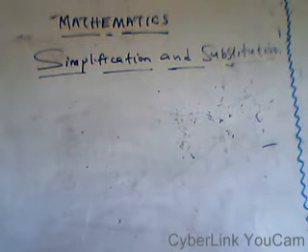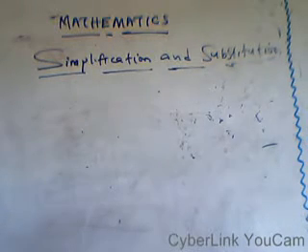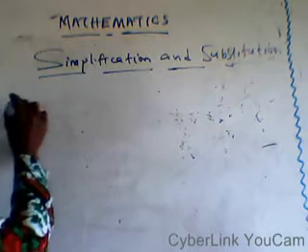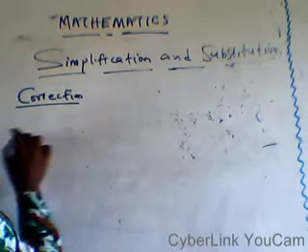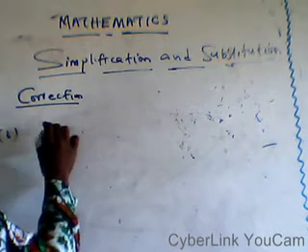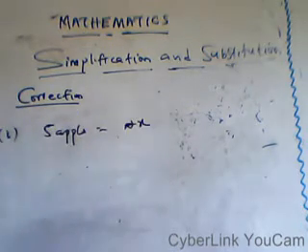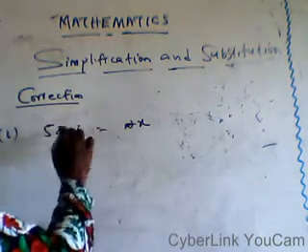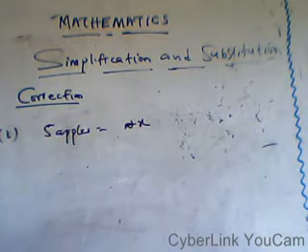In the last class, I gave you 3 questions to solve as assignments. The first one says that if 5 apples cost X naira, we are doing the correction to the assignment. Number 1: if 5 apples is X naira, you have to find the cost of 1 apple.